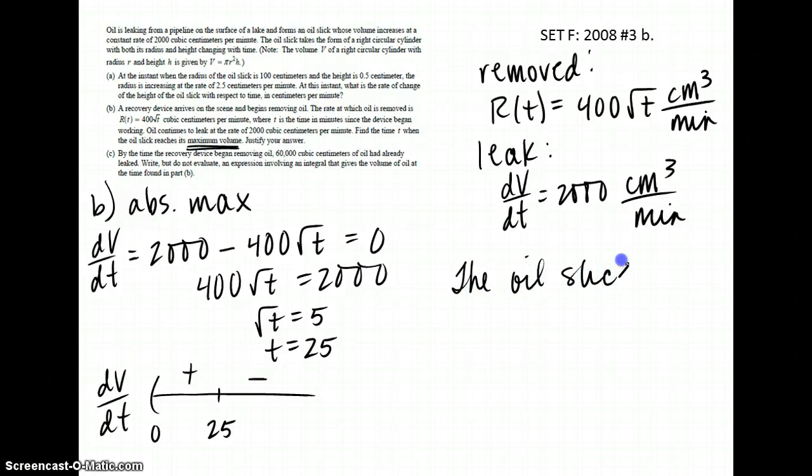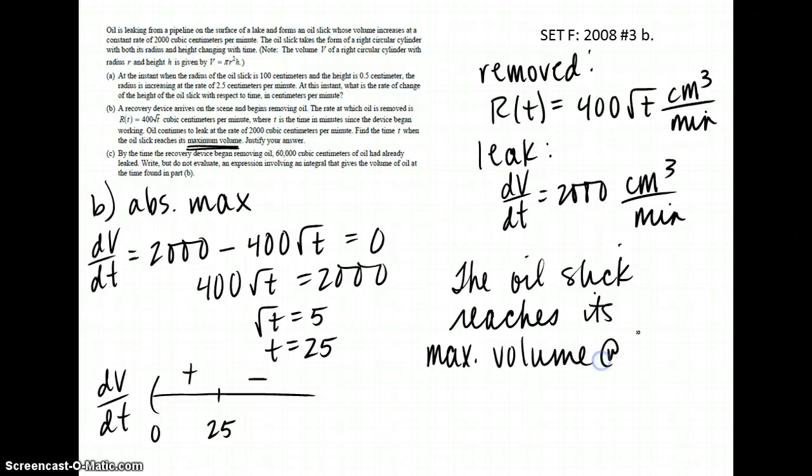So the oil slick, use the words of the question to write your justification, reaches its maximum volume at t is equal to 25, and what's our unit of time here? Minutes. And why? Since the rate of change of the volume switches from positive to negative.